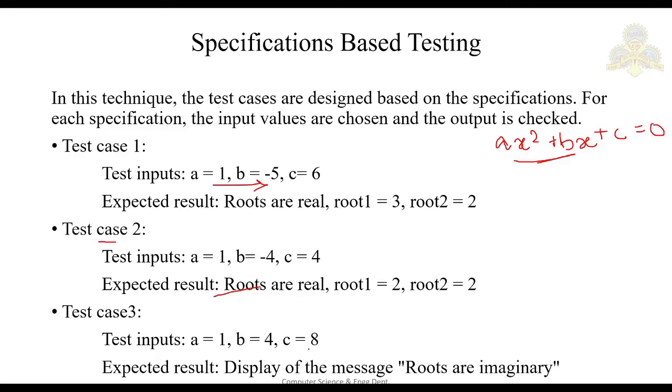One is that your username is correct, password is wrong. The second one, username is wrong, password is correct, and in the third case both username and password are wrong. Fine. So this is how you have to design the test cases for specification based testing.